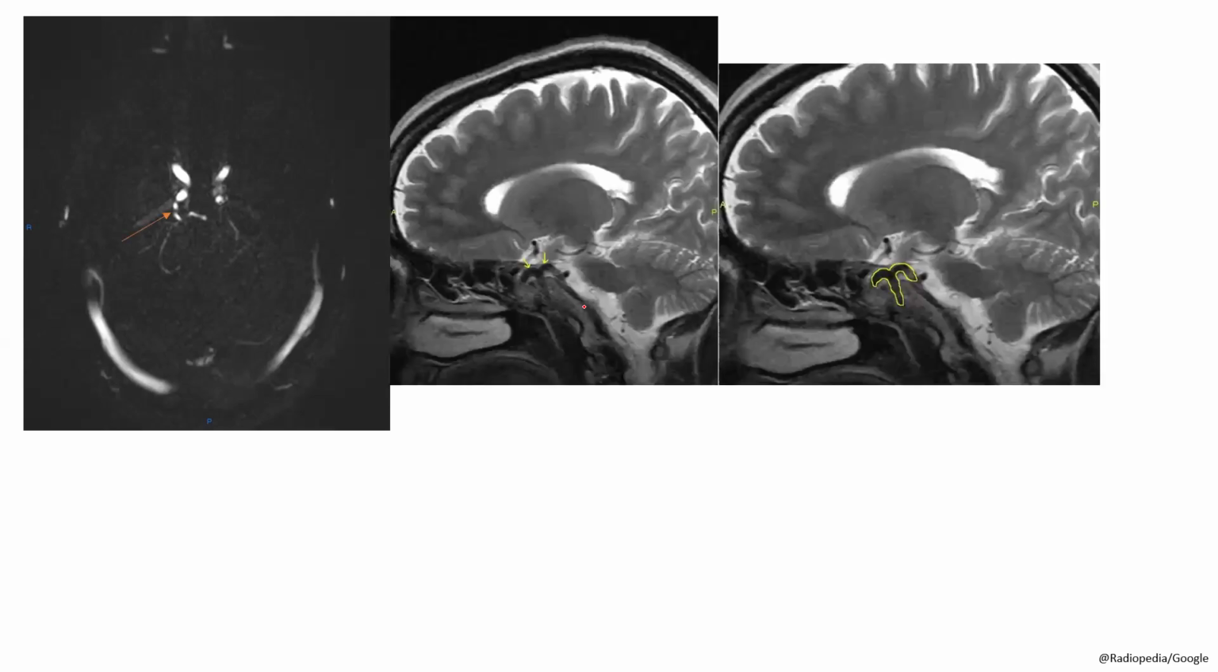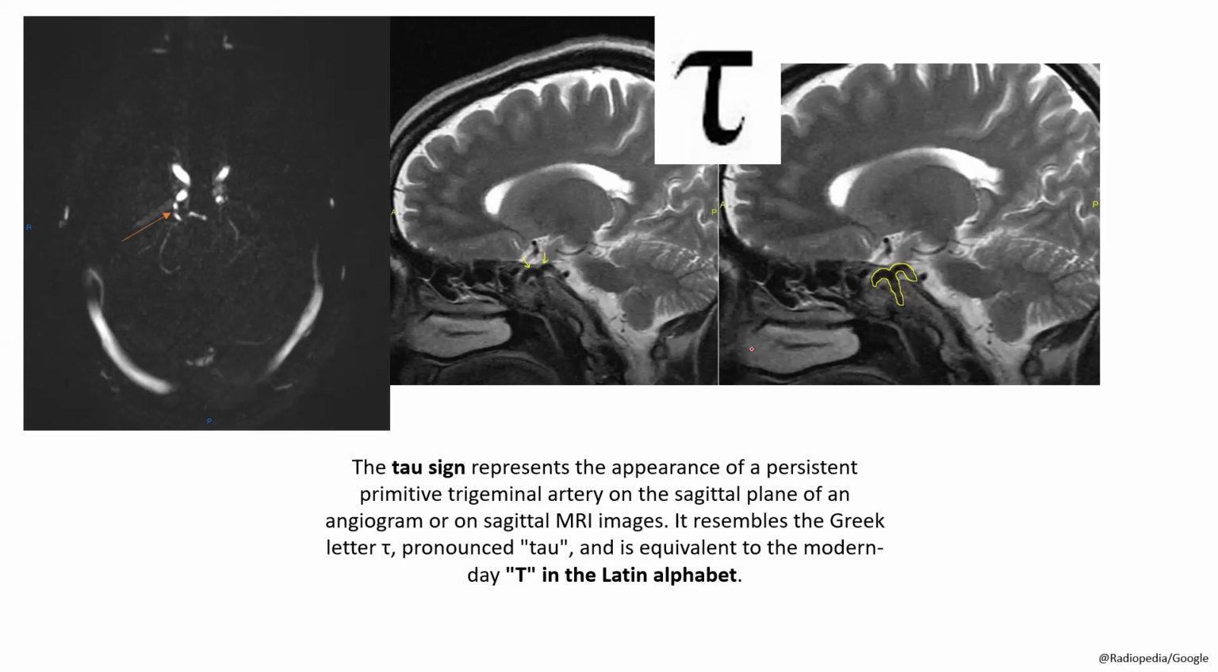What is this sign? There is abnormal vessel here. This is sagittal MRI of the same case. This is tau sign, which represents presence of a persistent primitive trigeminal artery on the sagittal plane, and it resembles the Greek letter tau, which is basically equivalent to letter T in the English alphabet. So this represents a persistent primitive trigeminal artery.